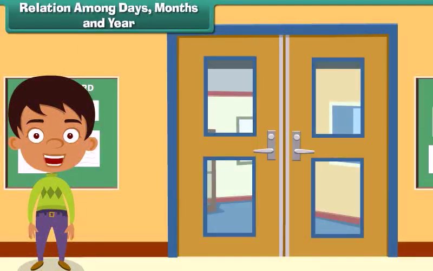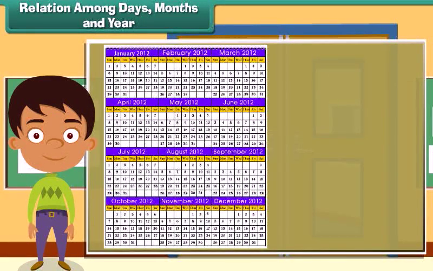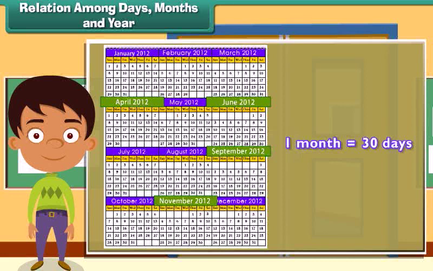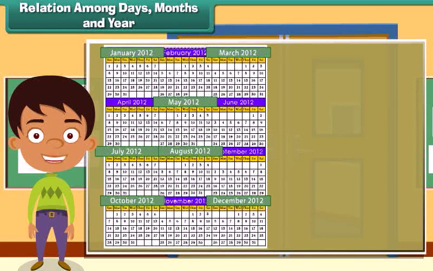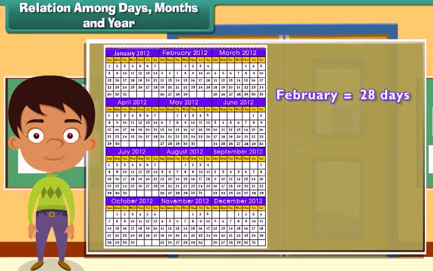Relation among days, months, and year. Let us understand the relation that exists between days and months. The months April, June, September, and November have 30 days each. 1 month is equal to 30 days. The months January, March, May, July, August, October, and December have 31 days each. 1 month is equal to 31 days. February has 28 days.